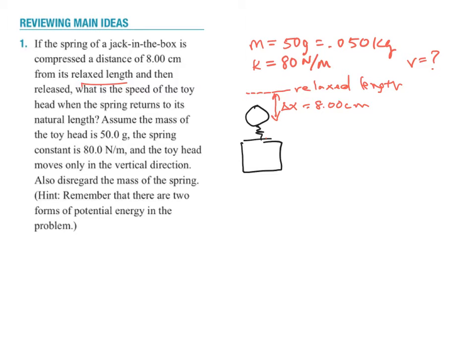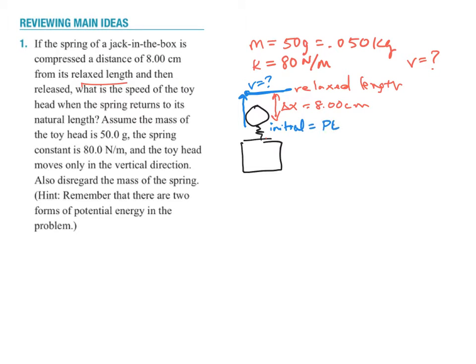So they're asking basically, as this thing gets to this point right here, this height, what's the velocity at that point? Because that's its relaxed length. So we can do this as an energy problem. Remember, with energy, we're looking at 2 different points in time. It's not a movie where we're looking at the whole continuum. It's just 2 snapshots.